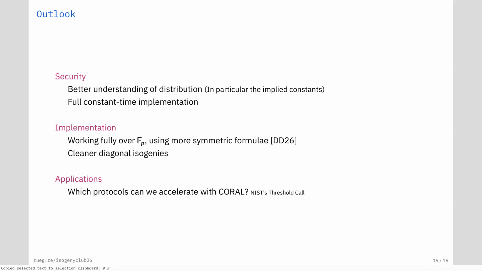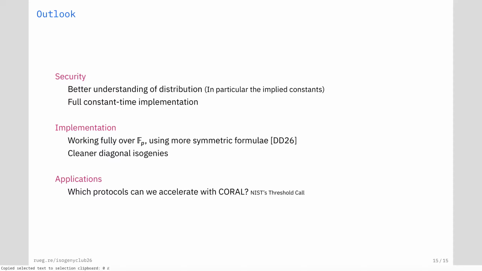So yeah, quick outlook: just a better understanding of the distribution. They're from this Blomer-Granville theorem. There are some implied constants. If we had a better understanding of those, we could bound the probabilities of hitting a given class better. In other words, to understand the support and the distribution of the distribution better. It would be nice to have a full constant time implementation.